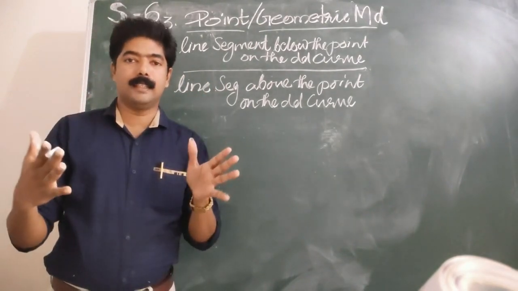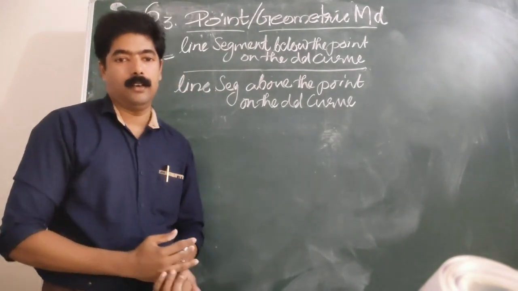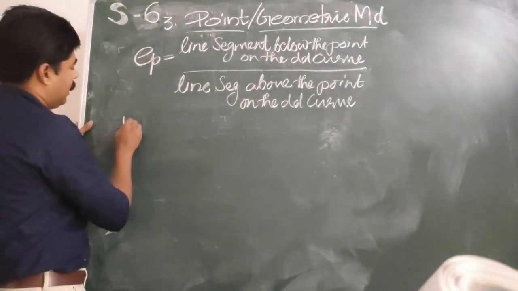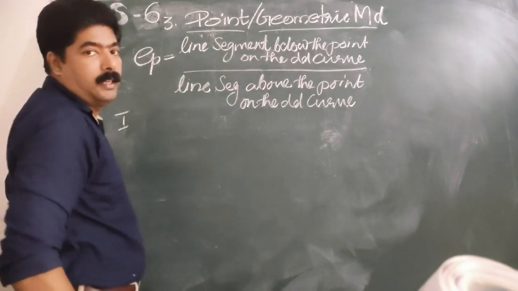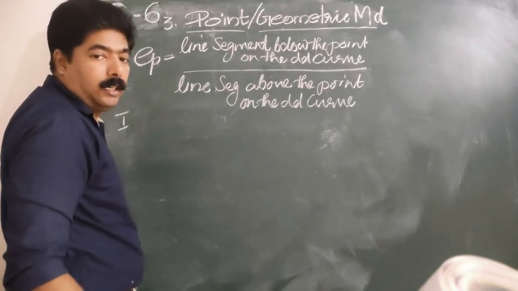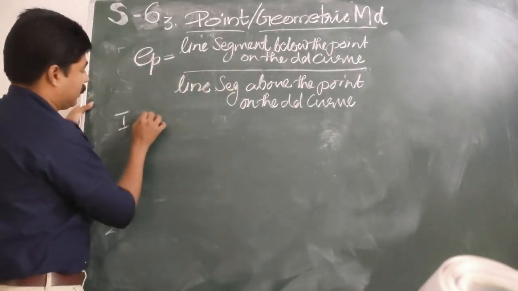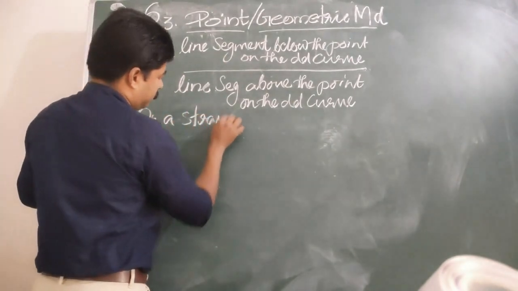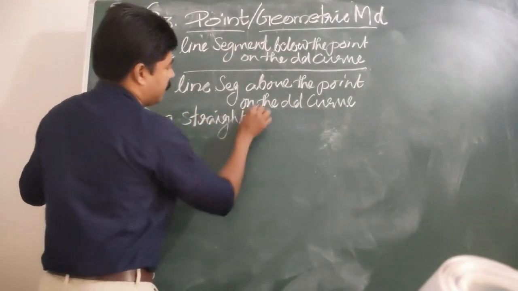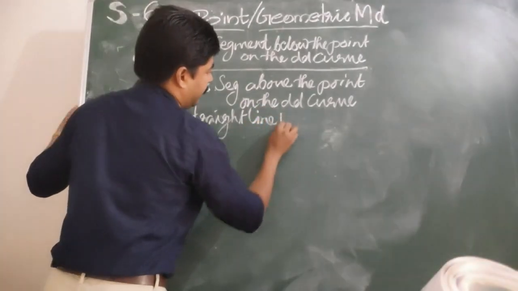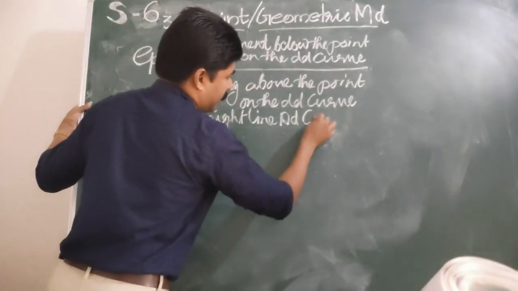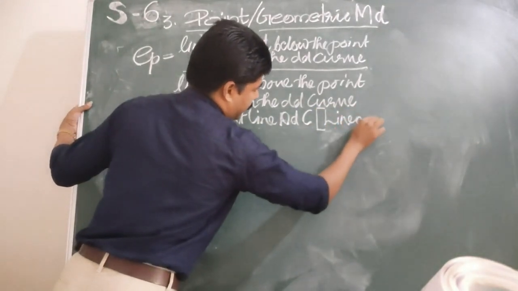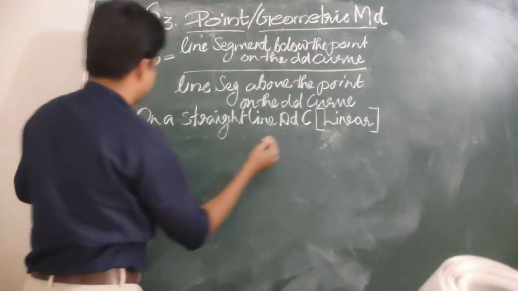In these two cases, how to calculate? Let us find out. In the first case, you can note it down: calculation of price elasticity by geometric method on a straight line demand curve. A straight line demand curve is also known as linear.